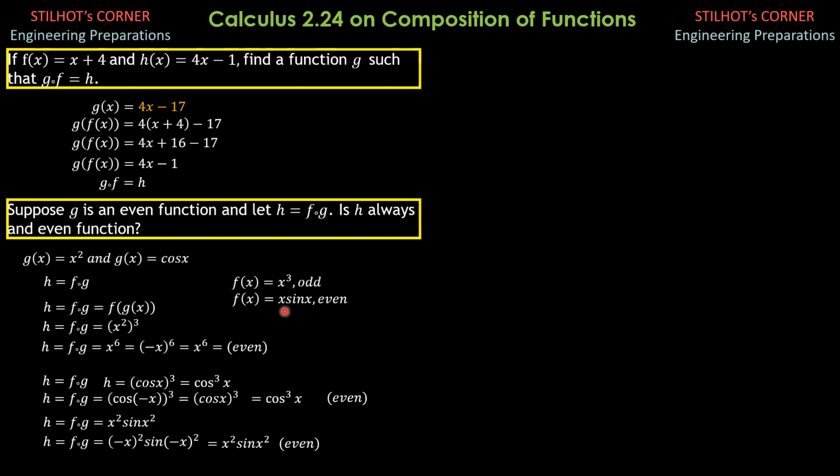Then for cosine x, so we have cosine x sine of quantity cosine x. So f of g is cosine x sine of quantity cosine x. Replacing x by negative x, we have f of g equals cosine of negative x sine of cosine negative x. And since cosine of negative x is just cosine of x, it will go back to the original expression or function.